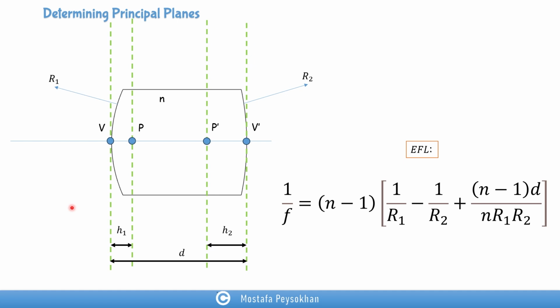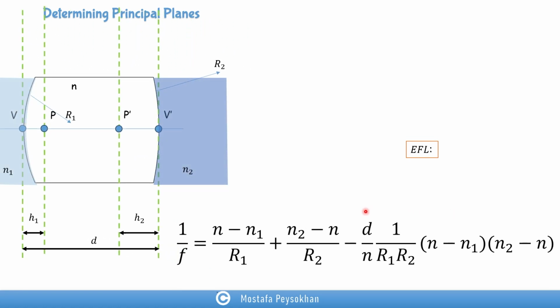So let's review for a lens that on both sides we have air. This is the effective focal length. For a lens that is immersed into two different materials, we have this effective focal length. We need to memorize this equation. This is a very important equation, N minus N1. So be careful about the sign convention in this equation. And now, when we find our effective focal length, which is this number, then we can use that number in order to find the H1 and H2.